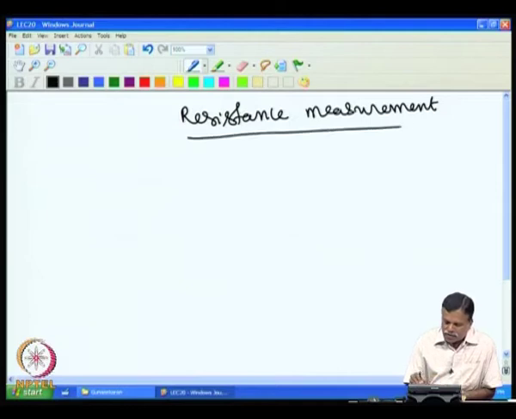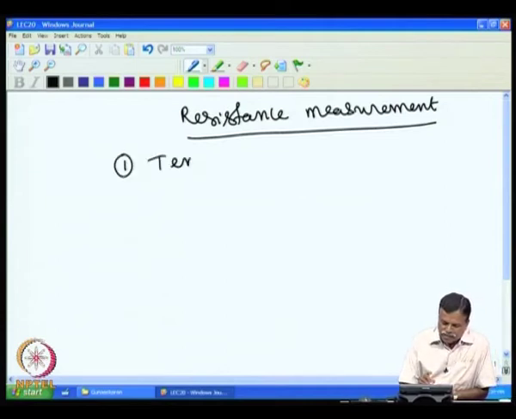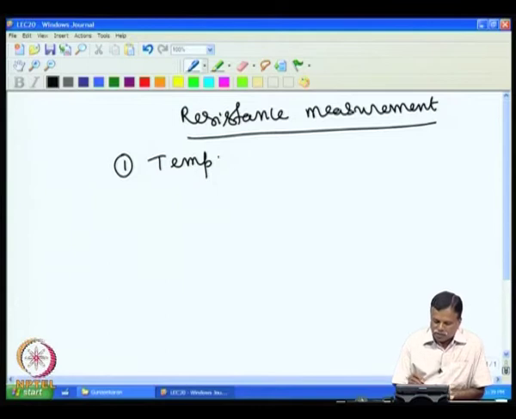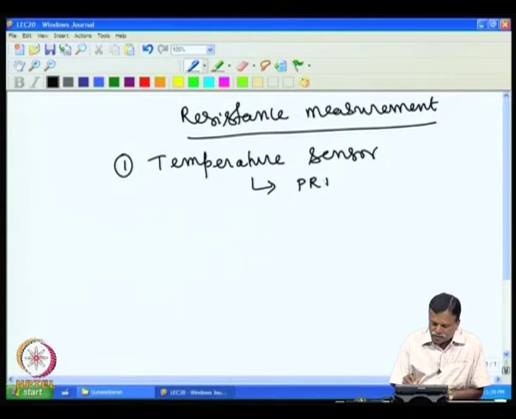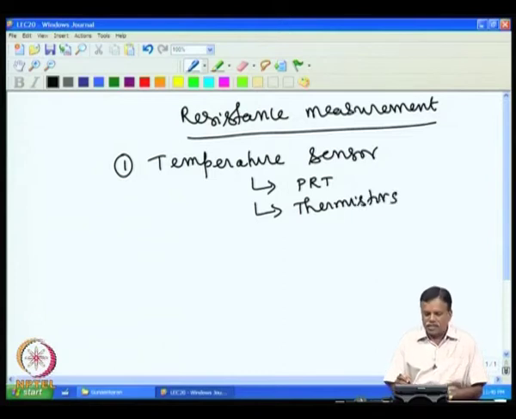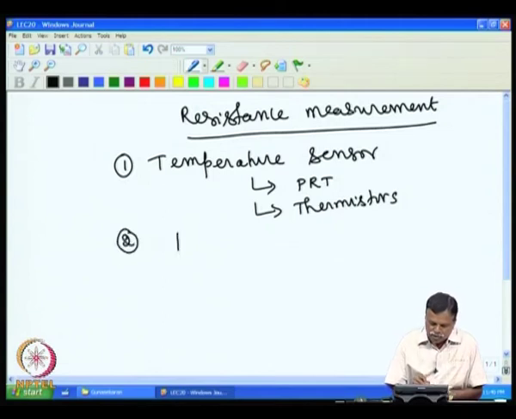Now, we have taken this up because there are very many resistance sensors. For example, we have temperature sensors, the platinum thermometer, and so on. In temperature sensors, the resistance measurement involves PRT, the platinum thermometer, and then thermistors. So, change in resistance here gives you temperature.